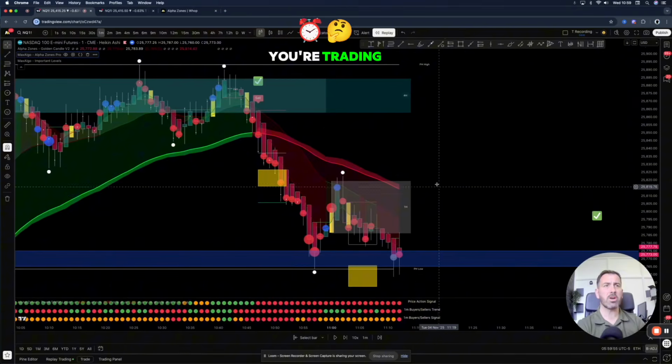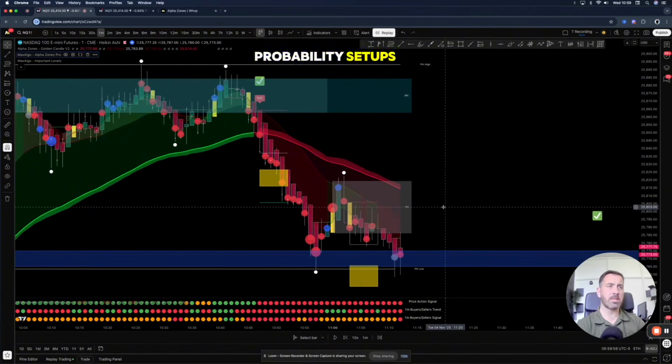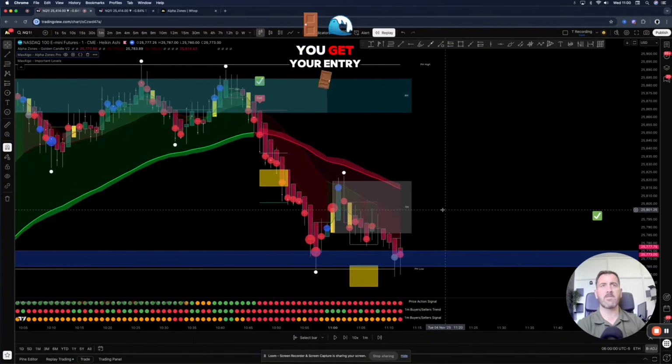And if that's where you're trading, then look for your high probability setups. Make sure things are aligning. You get your entry, you've got your trend wave, you've got directional volume, you're above or below your alpha zone, and you get your 3 trend traffic lights.